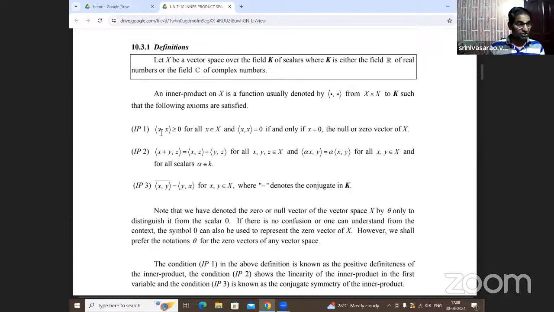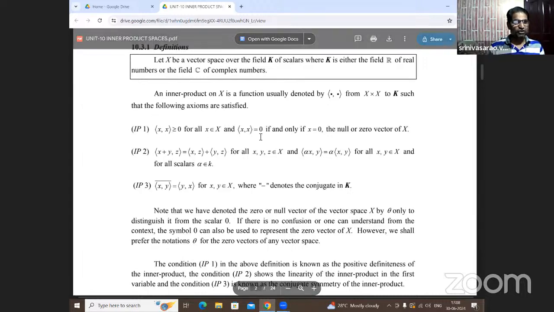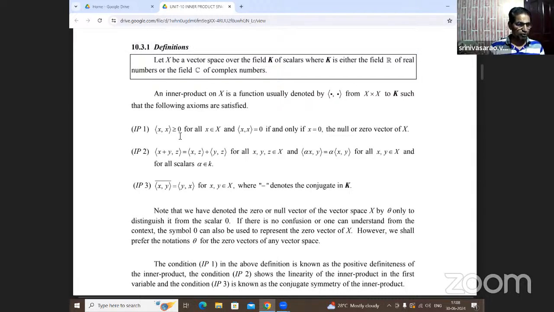Now for that vector the non-negativity condition is applicable here. So the inner product of x and x is greater than or equal to 0. This condition is called the positivity condition. Positiveness means the non-negativity condition. Suppose the inner product of x and x equals 0, then if and only if x equals 0. This is called the null or zero vector of capital X.